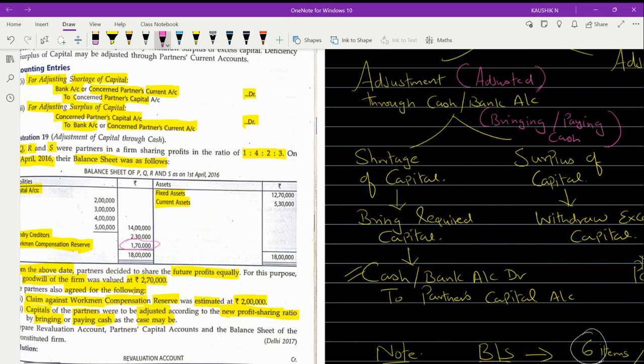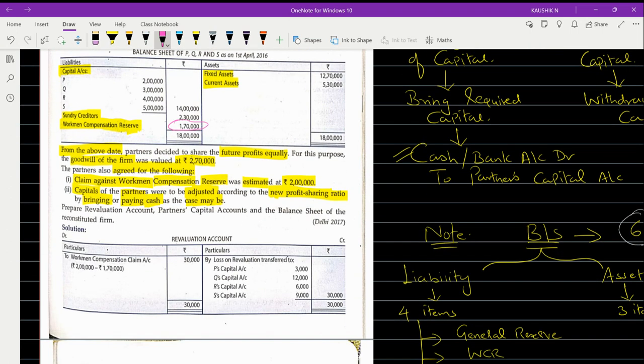Now, let us see what the question is. The question asks us to prepare the revaluation account, the partners' capital account, and also the balance sheet. So we need to prepare all three: the revaluation account, the partners' capital accounts, and a new balance sheet. Let's work out the problem and see what is to be done.